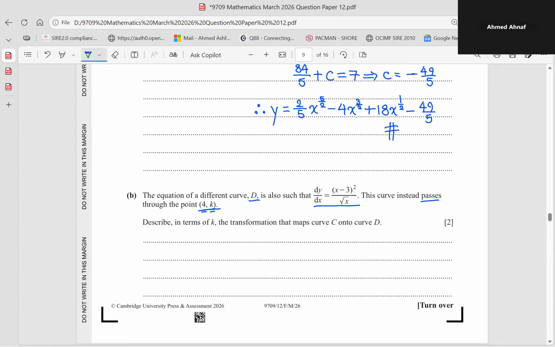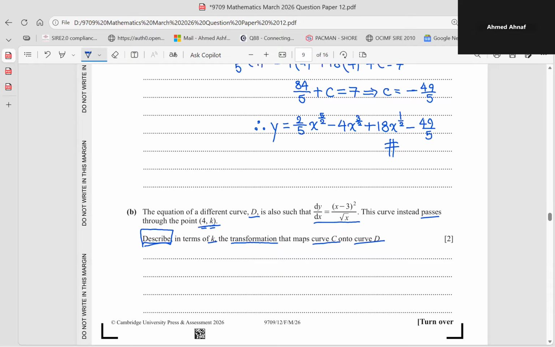Okay. So we are supposed to describe in terms of k the transformation that maps curve C onto curve D. So the keyword here is describe. So you're supposed to write it fully in words. You're not just supposed to give the numbers, okay? All right, so let's go through the thinking process for this question. What should your thinking process be like?